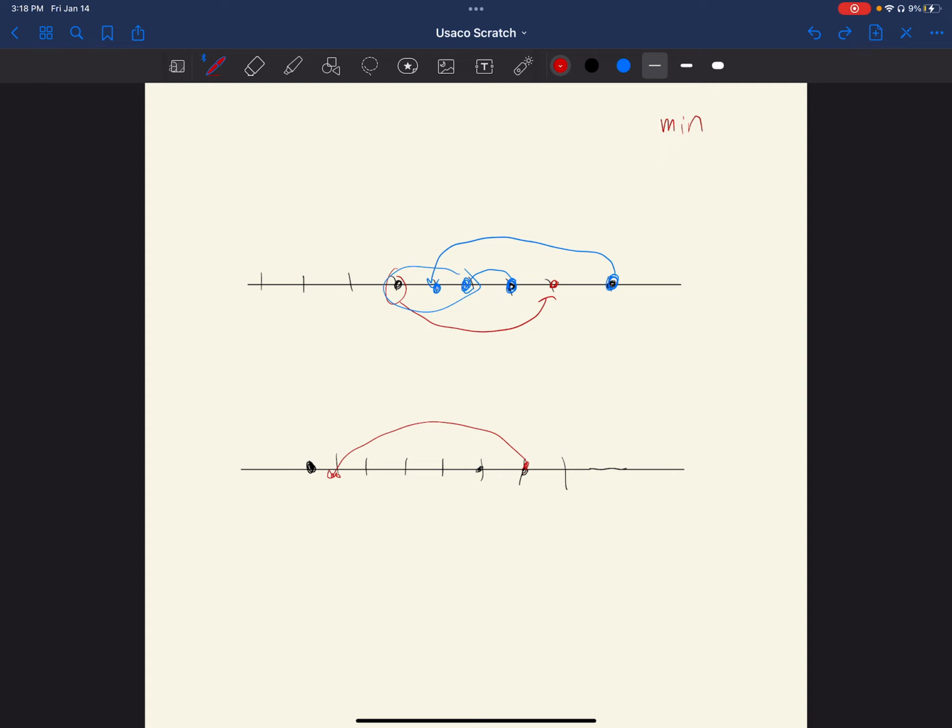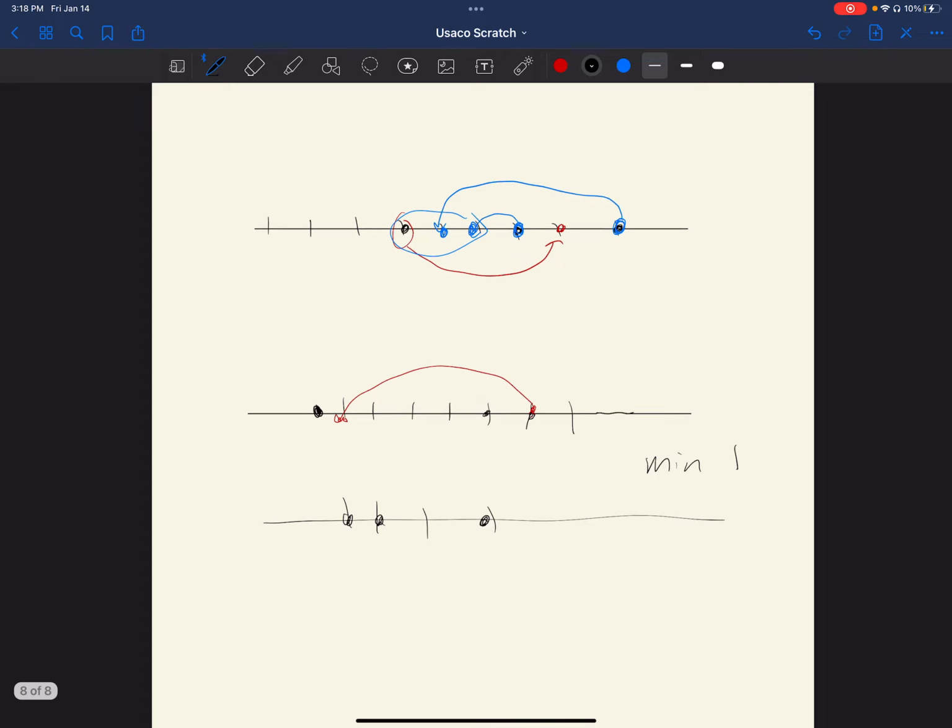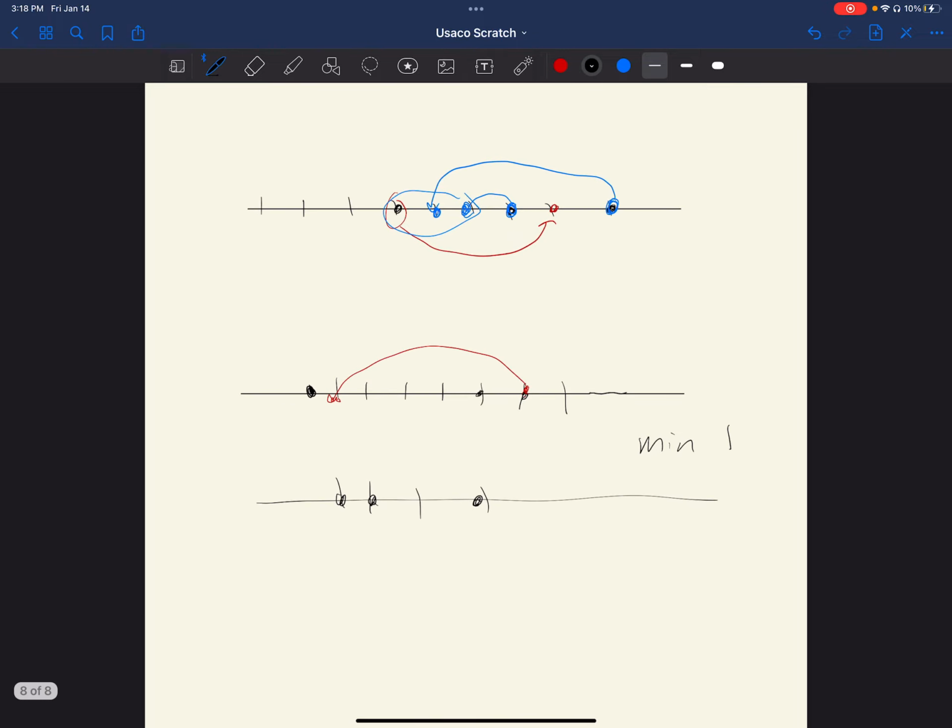And for the minimum number of moves, well, it could either be 0, right? Like we saw if there were 3 consecutive cows, or it could be 1 if the cows look something like this. So this is a minimum of 1, also a maximum of 1. And then could we have a minimum of 2 moves? Yes, we can. What if it looks something like that?